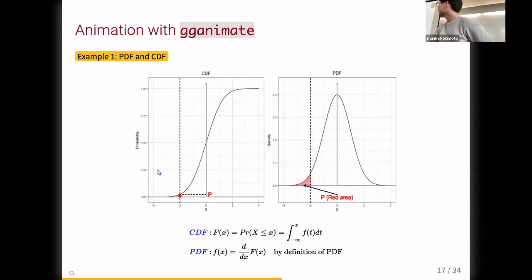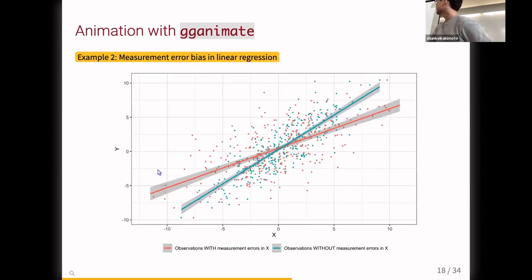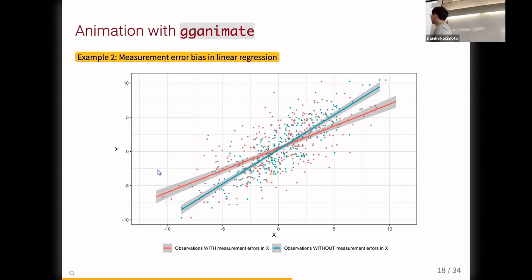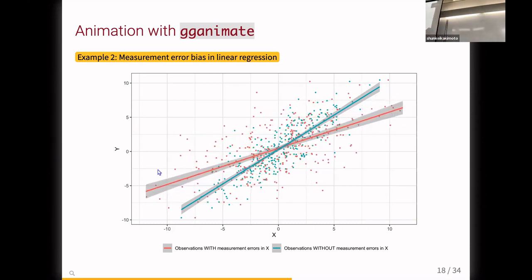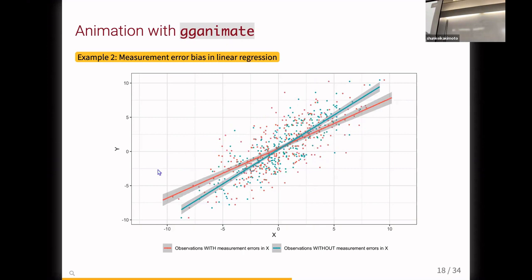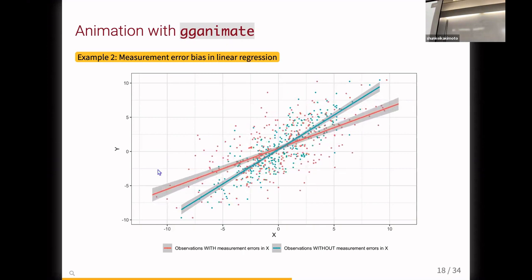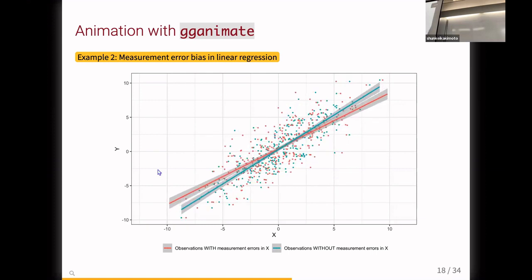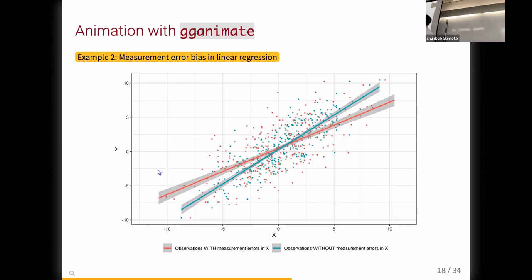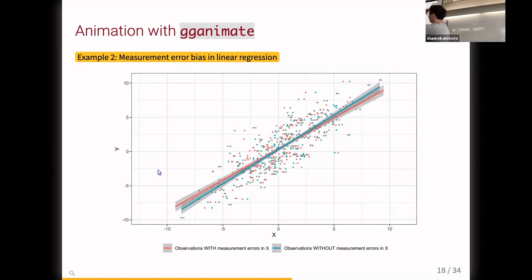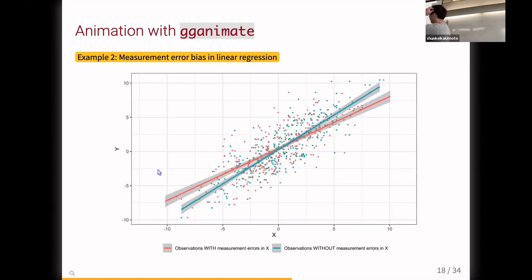Okay, this is another animation that I created. Here I try to explain measurement error in linear regressions. The blue dots are the observations without measurement error in X, the independent variable. If we introduce measurement error in X, these blue dots move randomly, and then we see the attenuation bias: the slope of the regression estimate is attenuated.